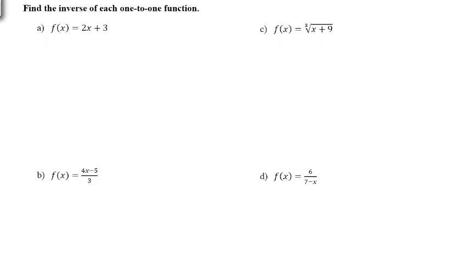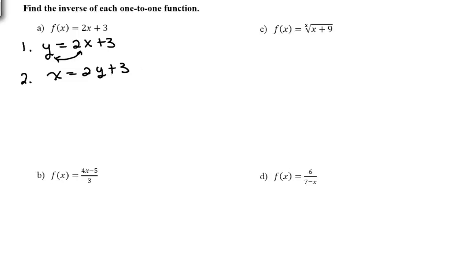These next examples are all equations, and so we need to use those steps that we had before. The first step is just to write this with a y instead of f of x. So y equals 2x plus 3. And then the second step was to replace the y with an x and replace the x with a y. So you're just going to swap the x's and the y's. So step 2 means write this as x equals 2y plus 3.